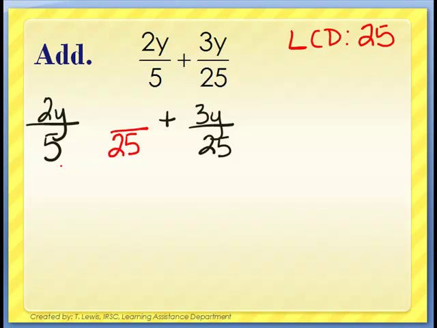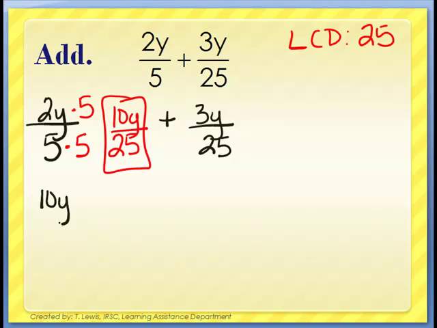We will multiply 2y over 5 by 5. Multiply the 5 to the numerator and denominator. 5 times 2y, we have 10y. So now we have 10y over 25 plus 3y over 25.